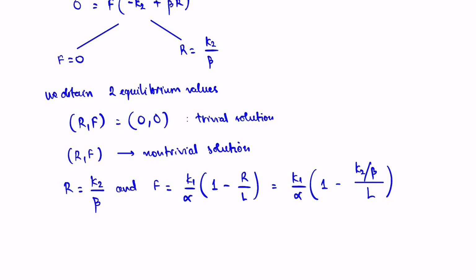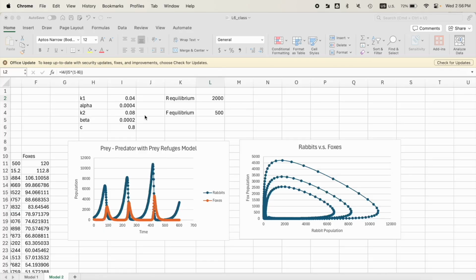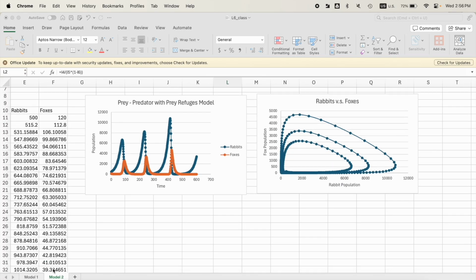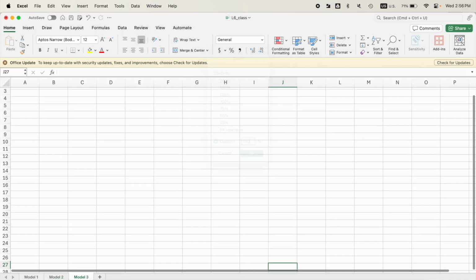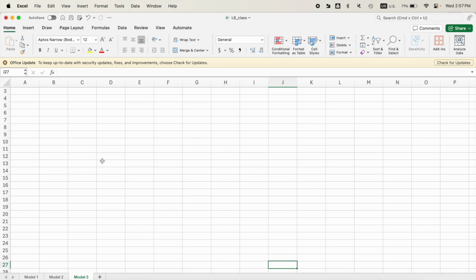Now we're going to move on to using Excel to visualize the results that we get. So here is our model 1 and model 2. I'm going to click on this cross button for another model. So I call this model 3. Bring this up, zoom in a little bit. So again, I will create 3 different columns here. The first column is for time period, the second column is for rabbit populations, and the last column is for fox populations. So this is time, rabbits, and foxes.